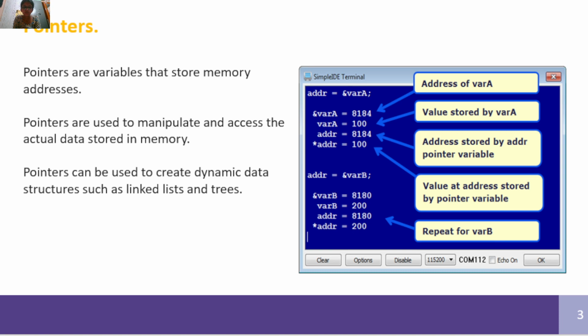Next we have pointers. Pointers are variables which store memory addresses. Pointers are used to manipulate and access the actual data stored in memory. Pointers can be used to create dynamic data structures such as linked lists and trees. There's a picture which depicts examples of pointers.